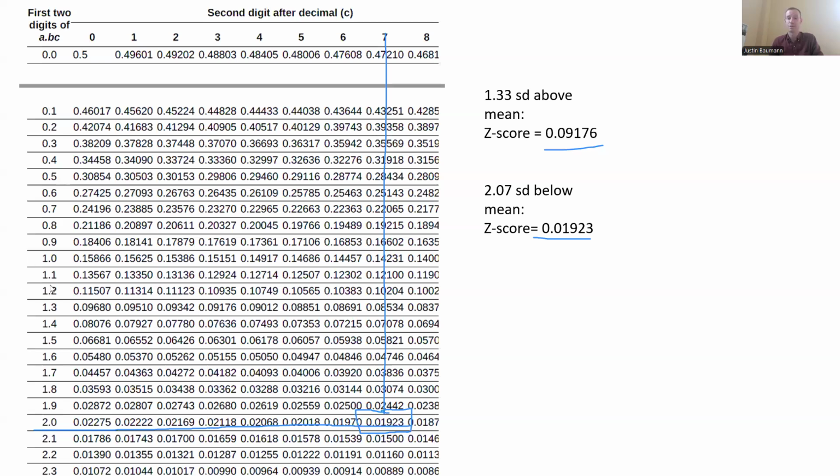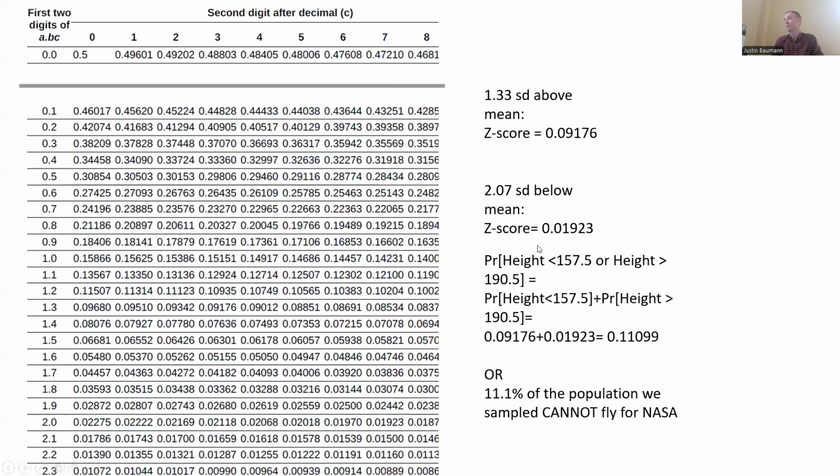So there's a decent range in our population that are going to be able to fly for NASA. But the folks that are too tall or too short, we're going to say what's the probability of being too tall or being too short. And we know that that's 0.0979176 plus 0.01923, right? So we have an 11.1% chance of being too short or too tall. So 11.1% of our population that we sampled cannot fly for NASA.